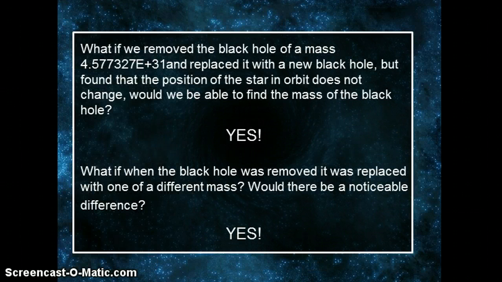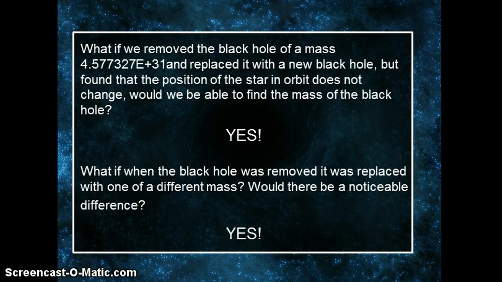What if I remove the black hole of the identified mass and replace it with a new black hole? If the position of the star was the same as our original position and the path of its orbit did not change, could I calculate the mass of the new black hole? Using the same method from Newton's law of universal gravitation, I could solve for the mass of the new black hole and approximate it to be the same as the original.